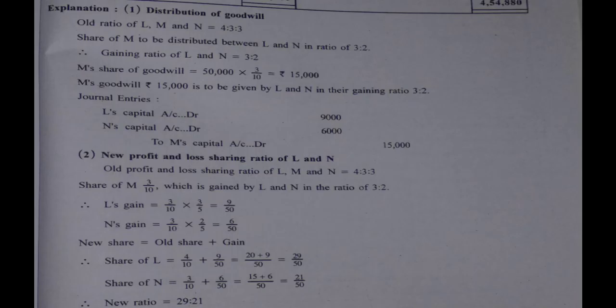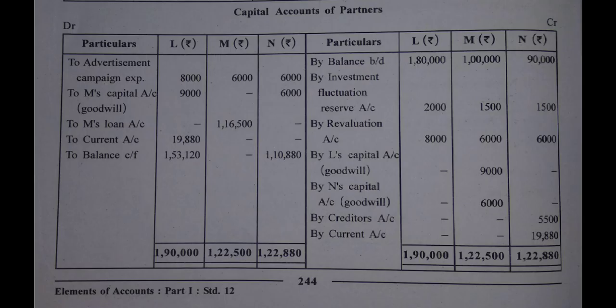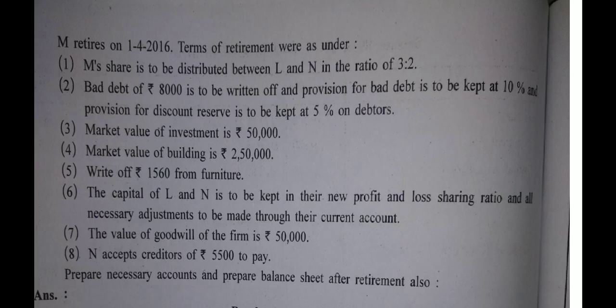Let us transfer this amount. Yes, it is given here to balance carried forward, 1,53,120 and 1,10,880. Okay, this is what we have obtained, and the final step. The adjustment says that the adjustments are to be made through current account, and the capital of L and N to be kept in new ratio. We have put it in new ratio as per working note number 3.